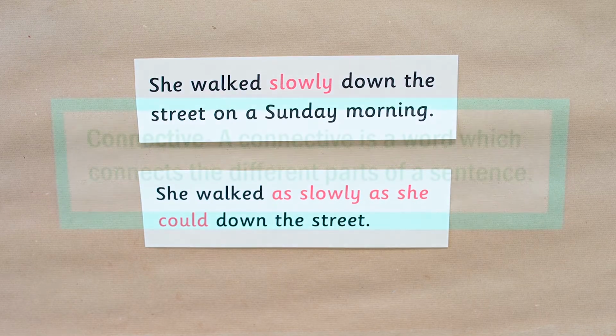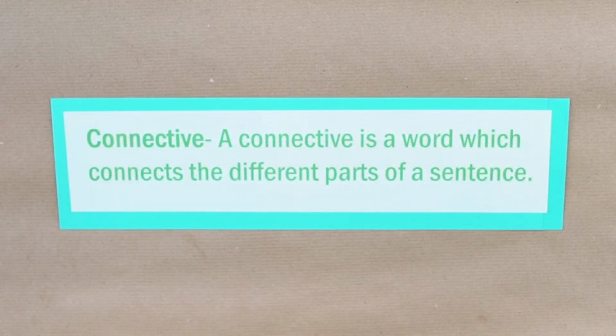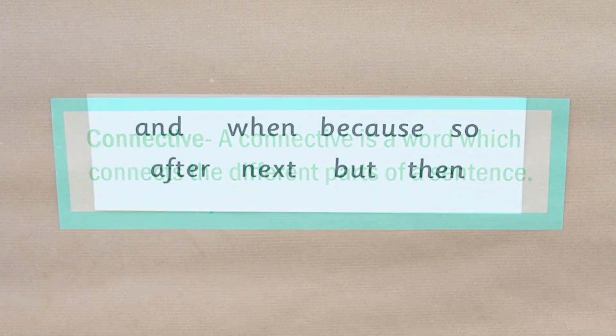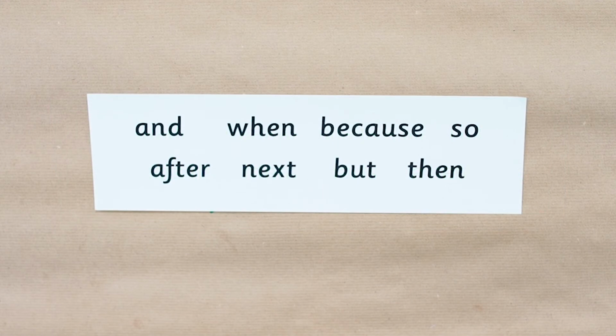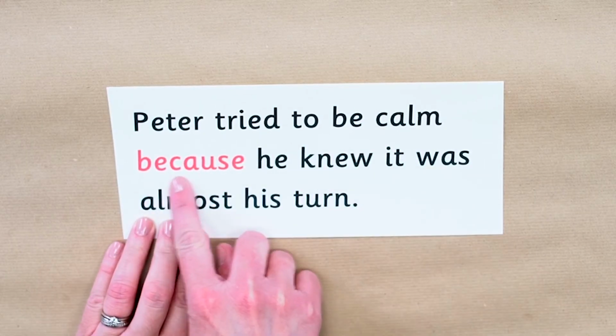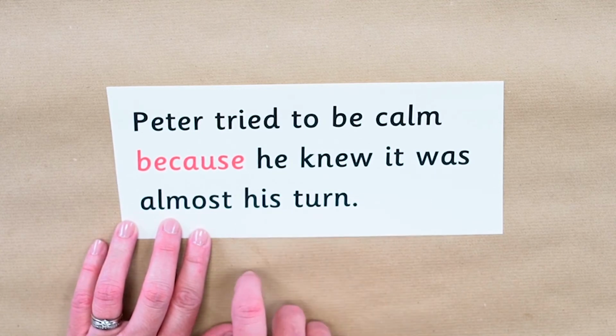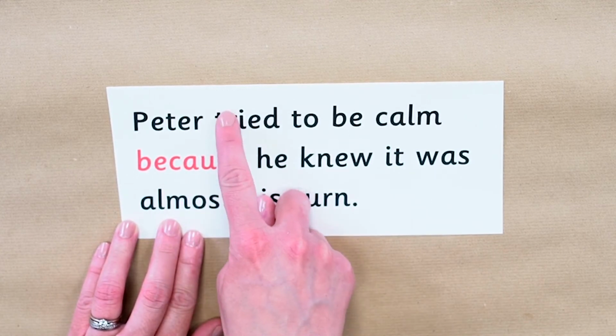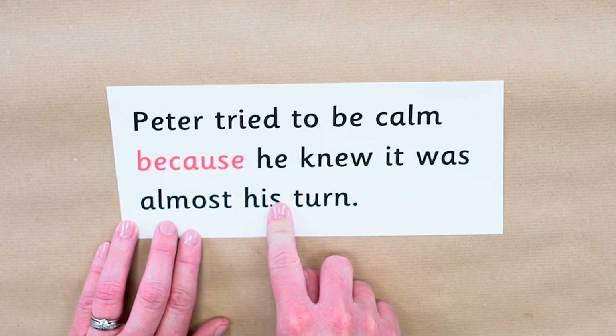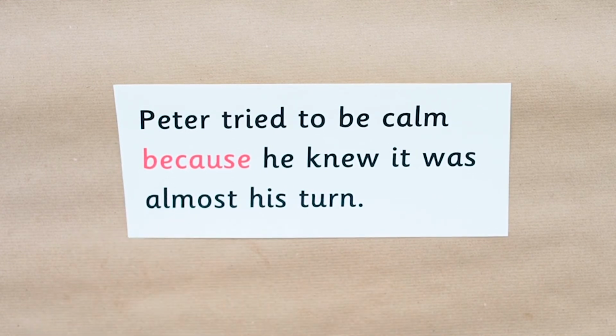Connective. A connective is a word which connects the different parts of a sentence. These are words which we use to extend sentences. And, when, because, so, after, next, then are all common examples. Peter tried to be calm because he knew it was almost his turn. So in this sentence, because is the connecting word between the two phrases. By adding a connective, we're giving more information to the reader.